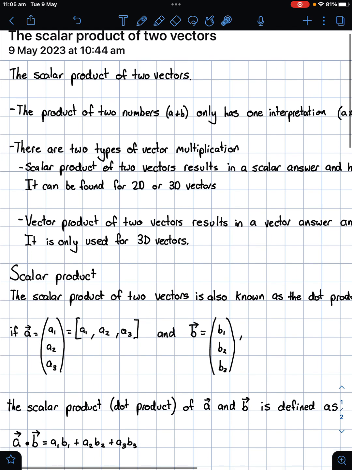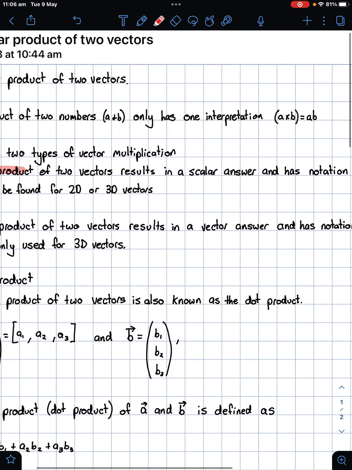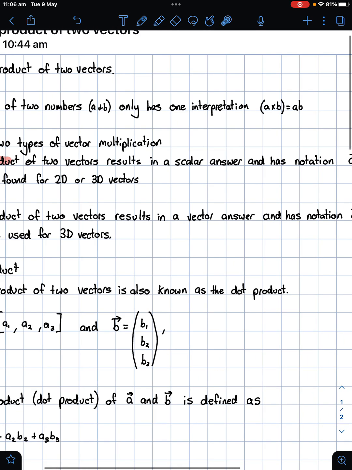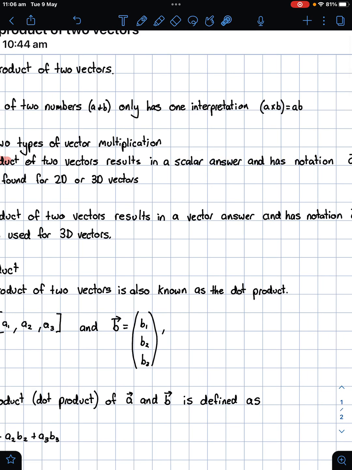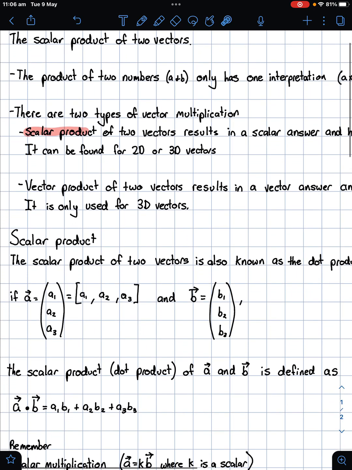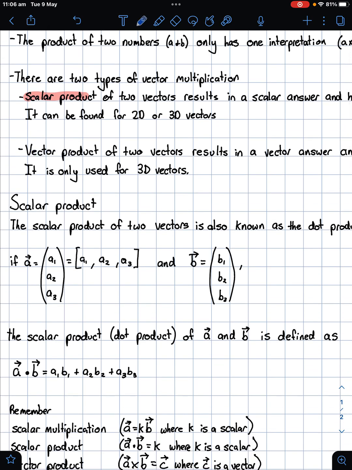We've got multiple types of vector multiplication. The first one we're going to look at in this section is the scalar product or dot product. The scalar product of two vectors results in a scalar answer and has notation a dot b. It can be found for 2D and 3D vectors. Vector product, we're going to do that later.